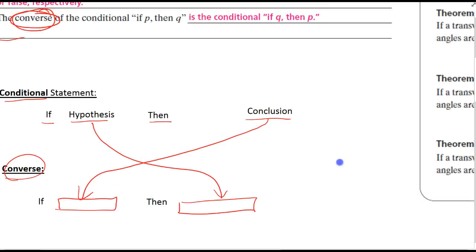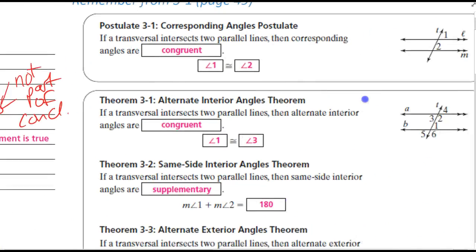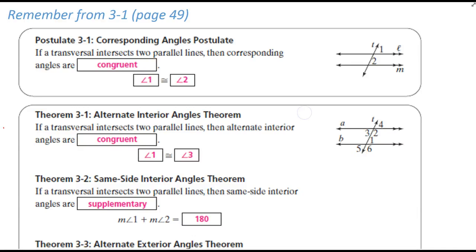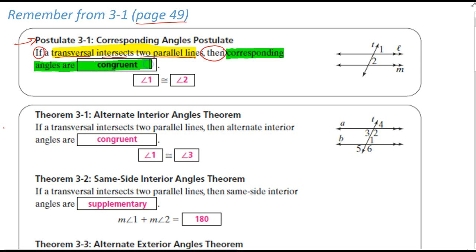So now, let's also take a look at the material from section 3-1 on page 49. Again, you don't have to turn there. I've reproduced it here. This is what your page 49 should say. Postulate 1. If, it must be a conditional statement because I got an if and a then. So here's the hypothesis. Transversal intersects two parallel lines. So here's my hypothesis in yellow. Then corresponding angles are congruent.